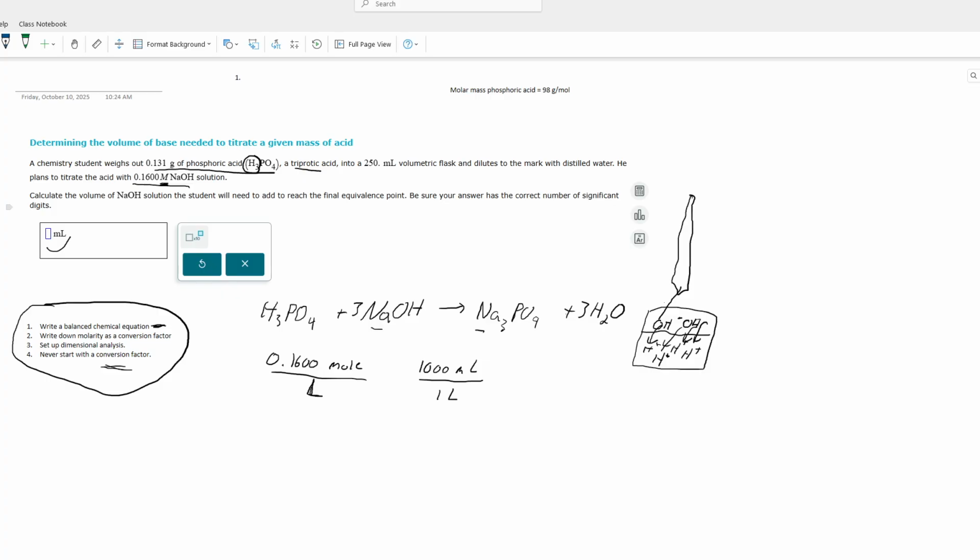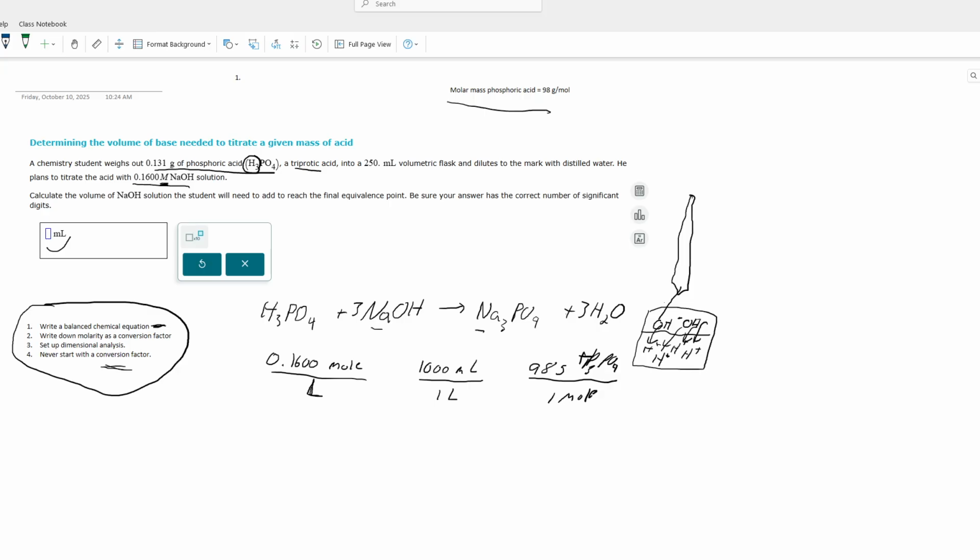I'm given grams of phosphoric acid, and I wrote down the molar mass up here for later use. So I do know that there are 98 grams of phosphoric acid, H3PO4, in 1 mole. Okay, so I got moles. I'm feeling pretty good about where I'm going here.